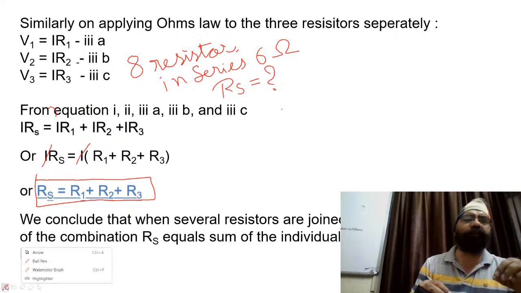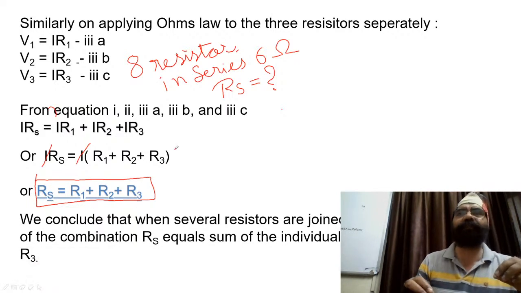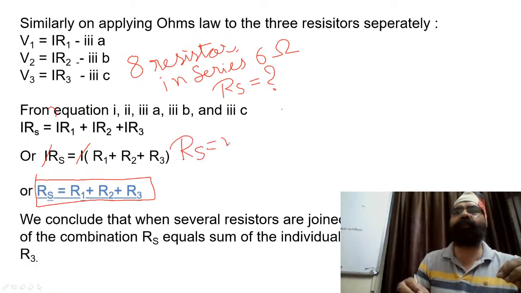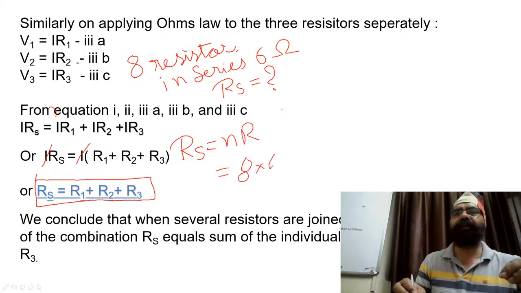Okay, so how do we do it? We could have simply added it up, which means 6 plus 6 plus 6, 8 times. But what do we do? When they are the same, then Rs is equal to nR. In this case n is 8 and R is 6 ohms, so it becomes 48 ohms.